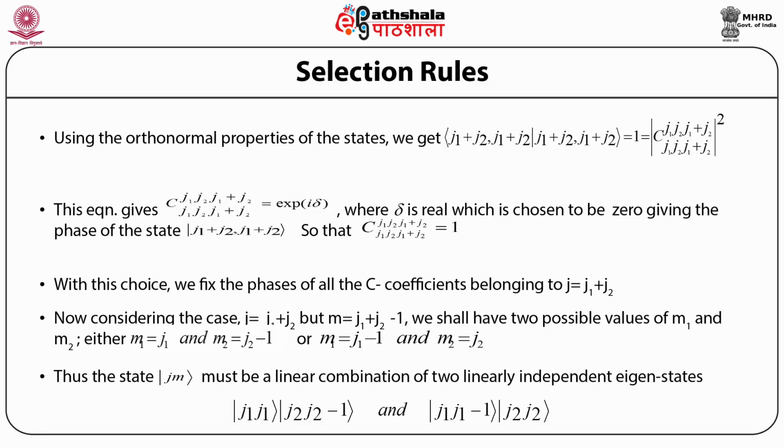Thus, the state jm must be a linear combination of these two different values that m1 and m2 can take, that is, a linear combination of two linearly independent eigenstates: the eigenstates j1, j1, j2, j2 minus 1, which corresponds to m1 is equal to j1 and m2 is equal to j2 minus 1, and the eigenstates j1, j1 minus 1, j2, j2, which corresponds to m1 is equal to j1 minus 1 and m2 is equal to j2.